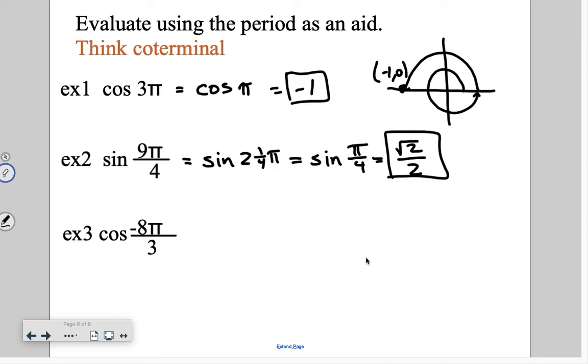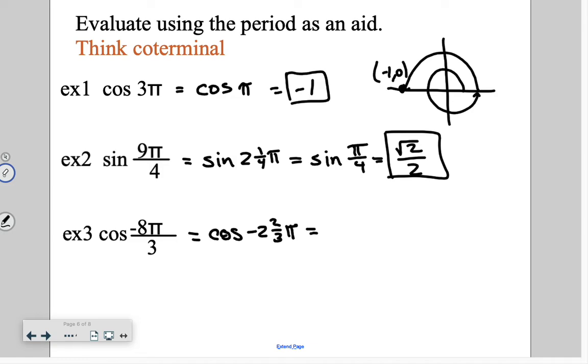This one's a little bit different because now we've got a negative rotation. Makes it a little bit more complicated when it's a negative. But I'll show you how you can use your unit circle to help you. All right, so I'm going to start in the same spot. Negative 8/3 is what as a mixed number? Negative 2 2/3. Okay, so this is really the cosine of negative 2 2/3 pi.